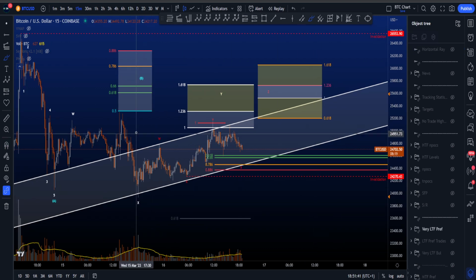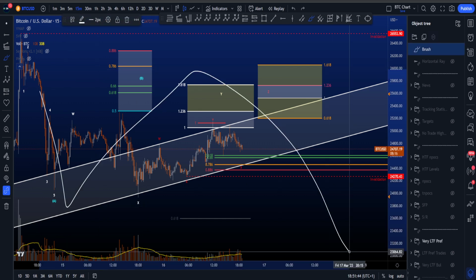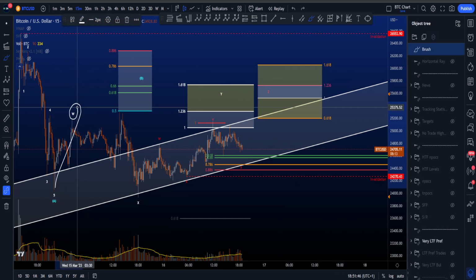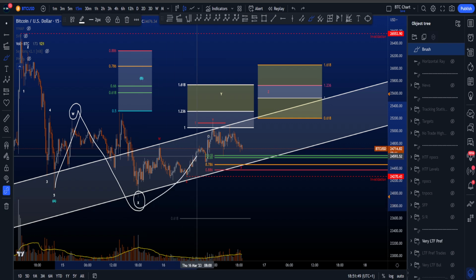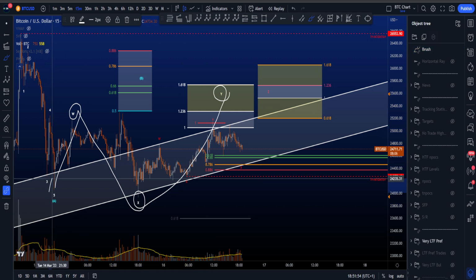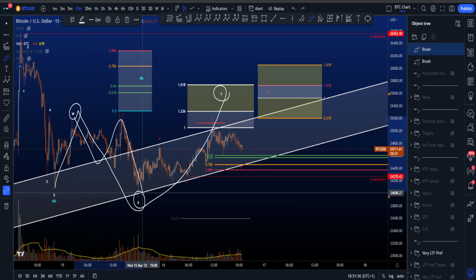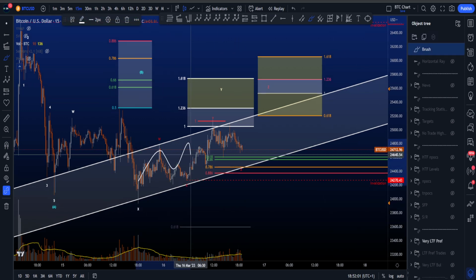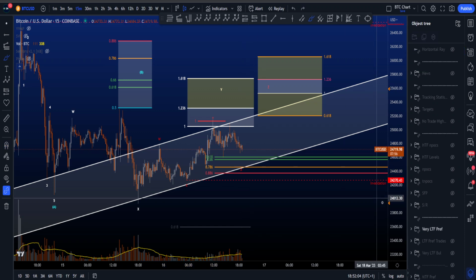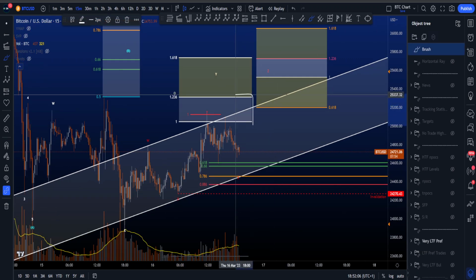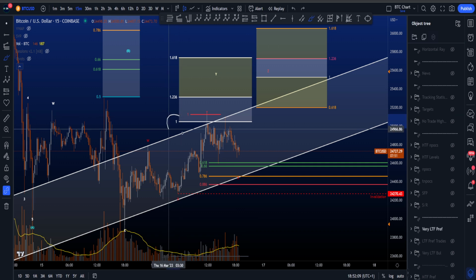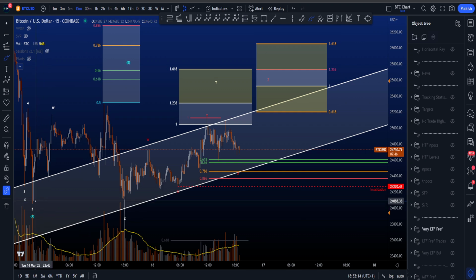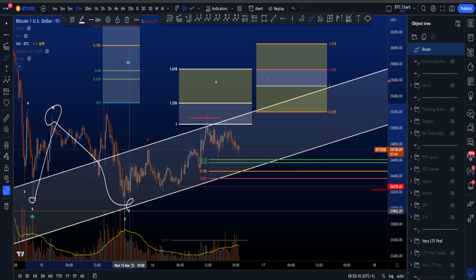Now, if we then look at the count inside of this bigger ABC, we have a white W, a white X, and then a white Y. So we have a WXY, W over here a zigzag, the X an expanded flat, and then the question is, what is this Y? Because the Y is taking quite a long time, it's just grinding slowly to the upside. The most common target for wave Y is this white box over here, between the 1 and the 1.236 trend-based fib extension, taken from the low to the high of W to then the low of X over there.